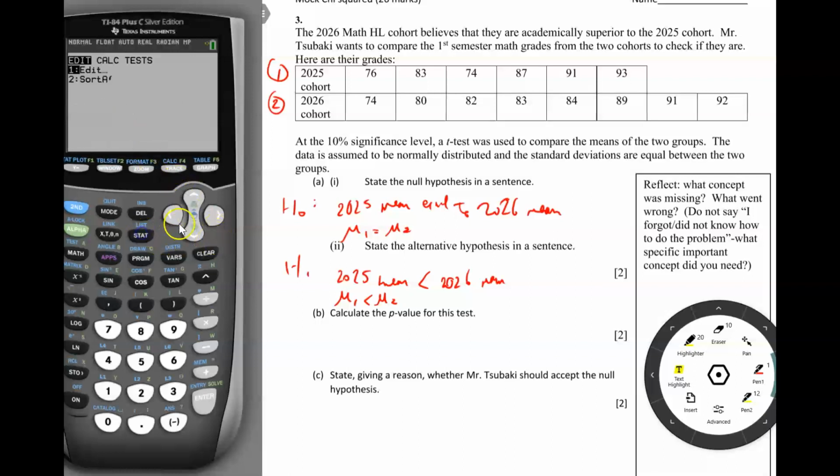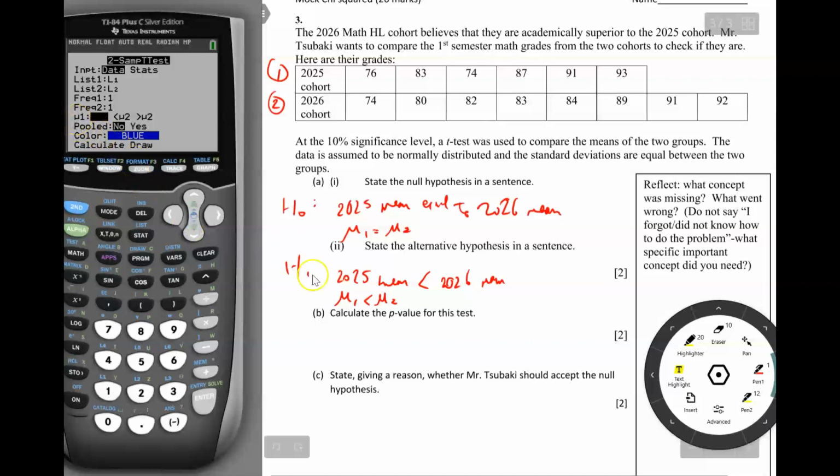Now I'm going to do stat test, t-test, and the t-test option we use is 2 sample t-test, which is option 4, not option 2. And we leave input as data because we're going to put in data. Our lists are L1 and L2. Frequencies we leave as 1. Now this is the alternative hypothesis. The alternative hypothesis, in this particular case, we would like it to be mu1 is less than mu2. So mu1 is less than mu2, enter. Pooled, we should always put yes. Okay, only maybe on the IA will you put something different, and then calculate.